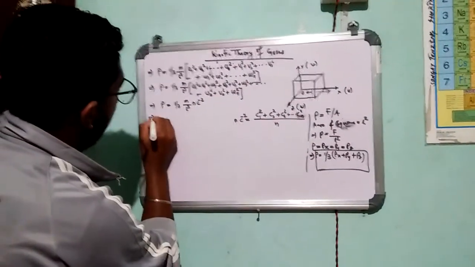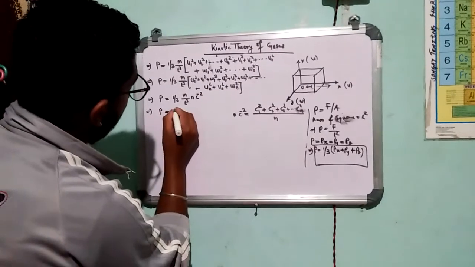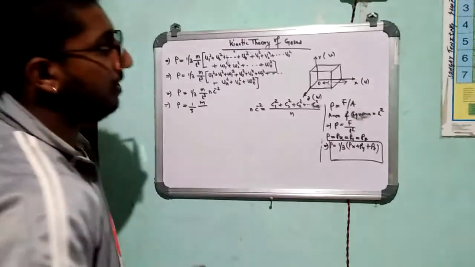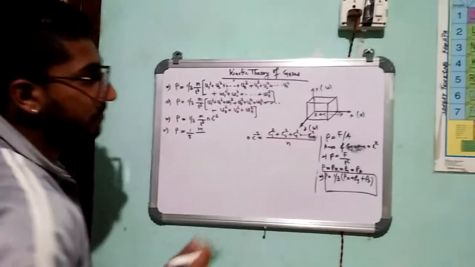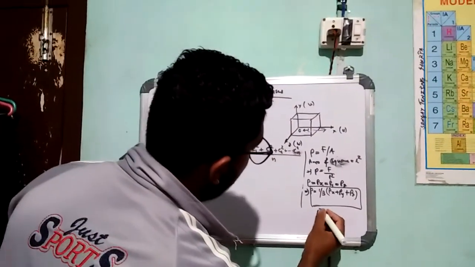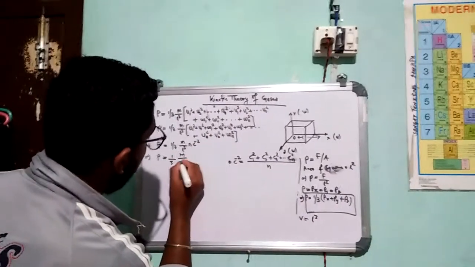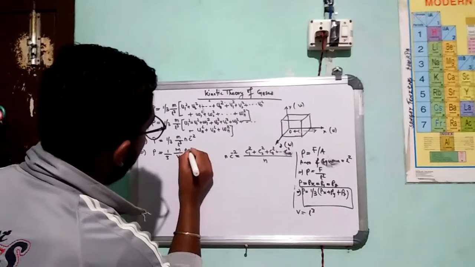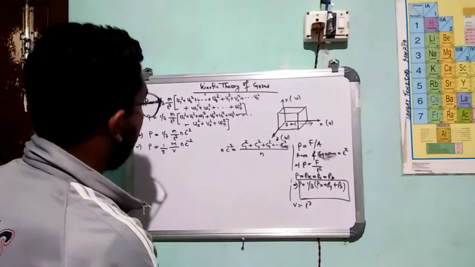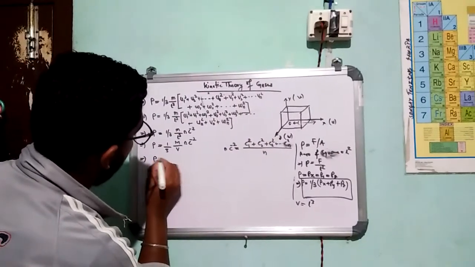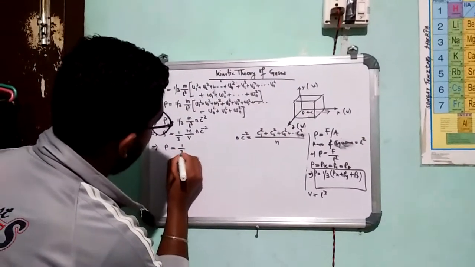Now P is equal to 1 upon 3 m by the volume of the cube. The volume of the cube is L cube, so we can write L cube as V, then here n c bar square. So again the pressure can be written as 1 by 3.